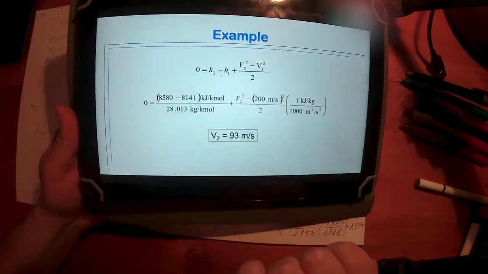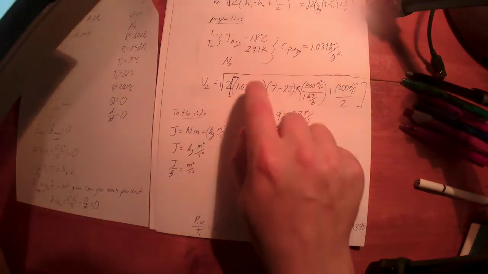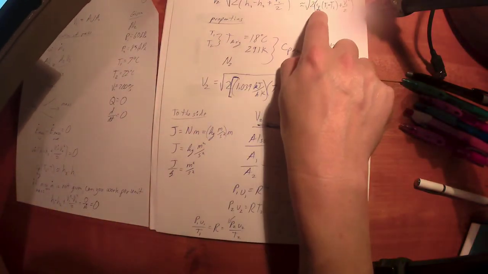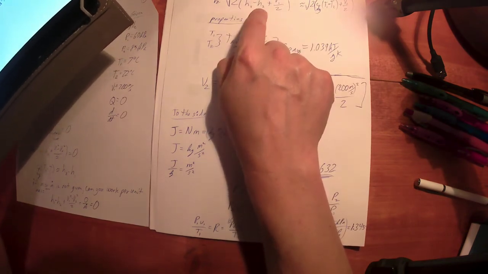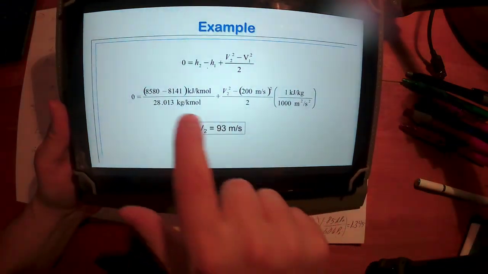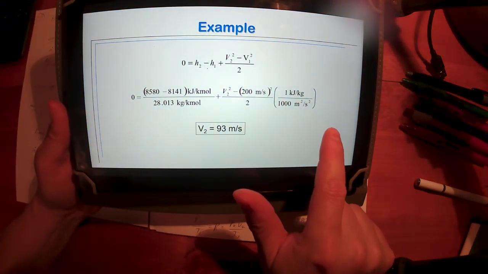You're not going to get exactly the same using, because we use C sub P. Right? Here they just looked up H values, and they had to interpolate the second one at 295. And that's okay. Nothing wrong with that. Okay? And they also had to divide by the molecular mass to make the units work.